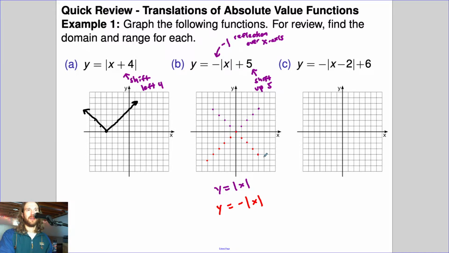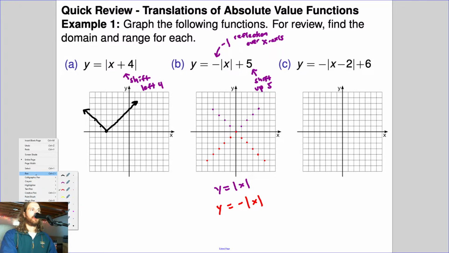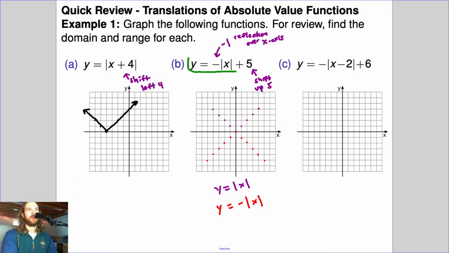Now I'm still not done, because now I got to take this reflected graph and shift it up 5. So now in green, I'm going to put my final answer. We're doing this baby in green. I'm going to take all these points. I'm shifting them up 5. 1, 2, 3, 4, 5. And I just use that as a reference point, and then I can go from there. And that's what my graph is going to look like. So my final answer kind of looks like this.